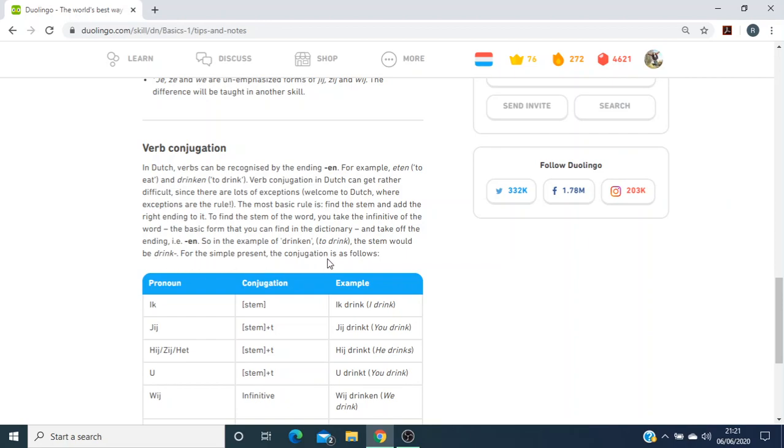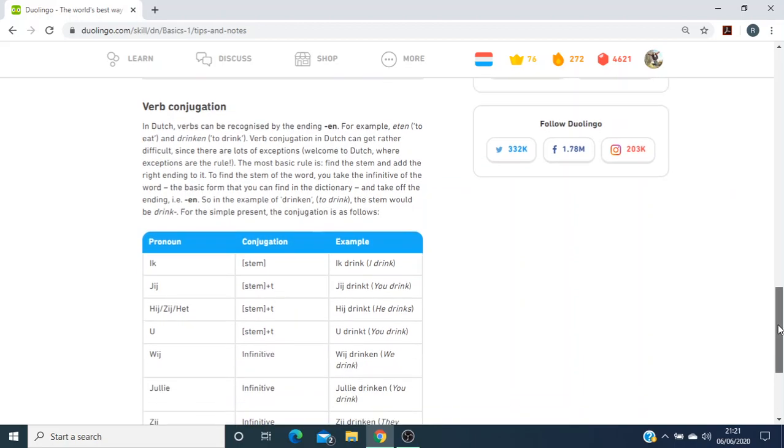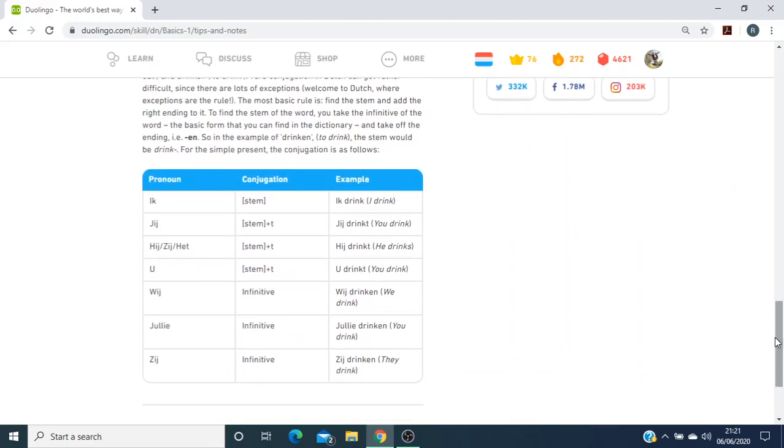For simple present, the conjugation is as follows. I don't know if anyone watching this has studied German, but this is quite similar to their verb conjugation. For ik, the first person form, ik is just the stem. So, for example, ik drink, I drink.